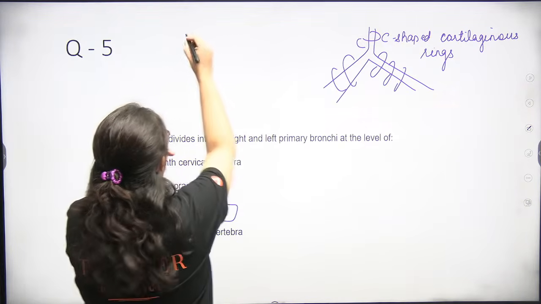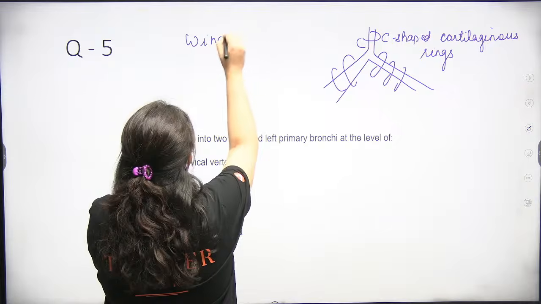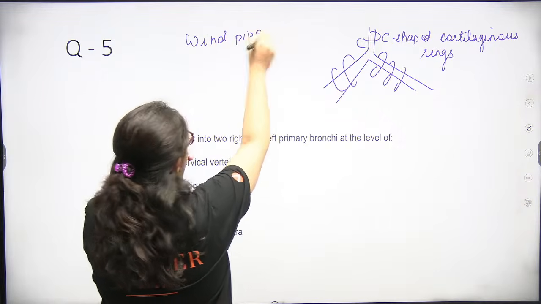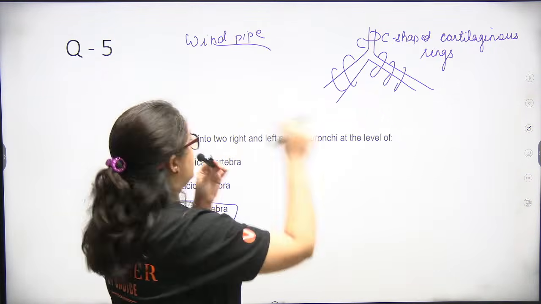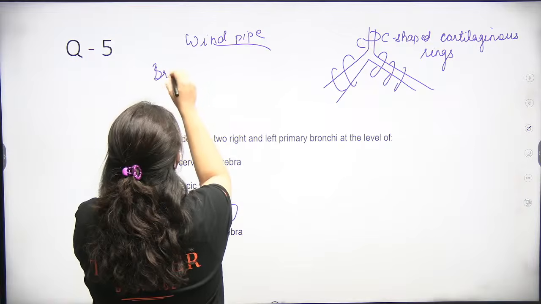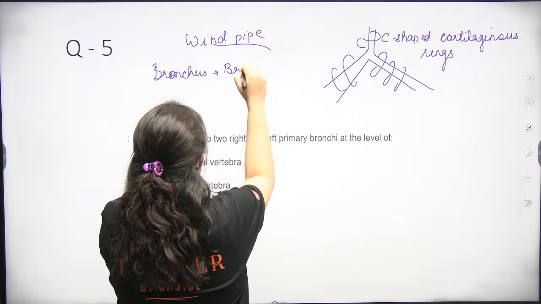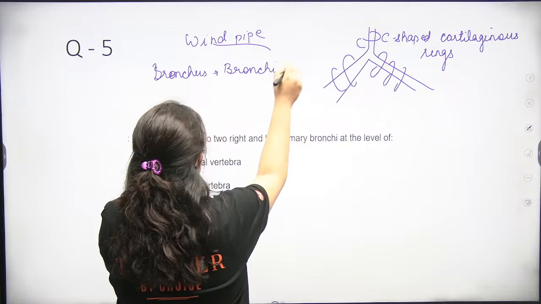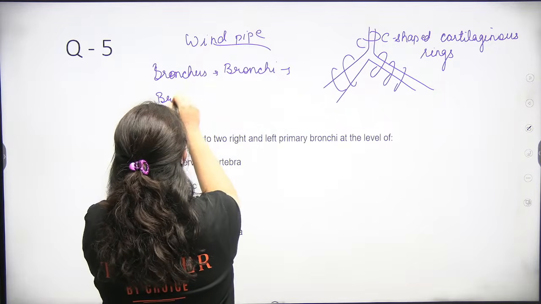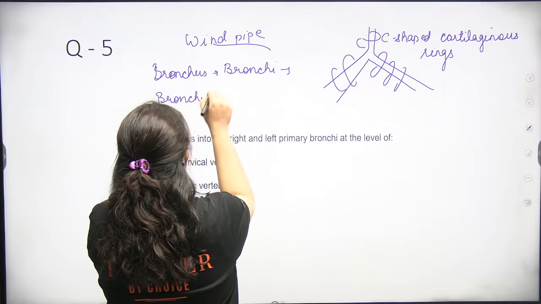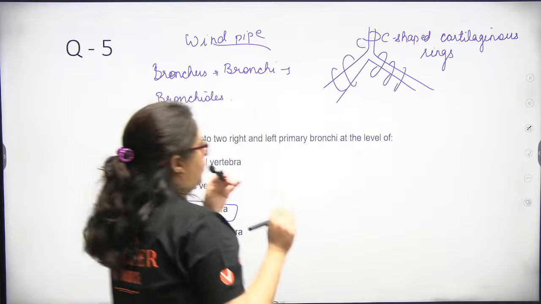Trachea is the windpipe, and the bronchioles form a tree that allows passage of air.